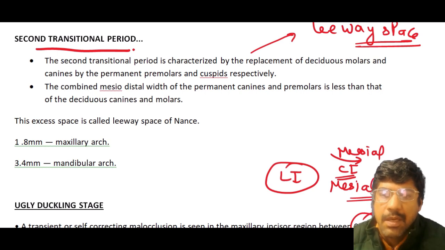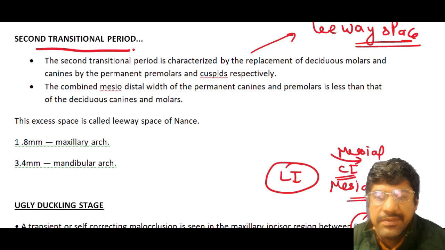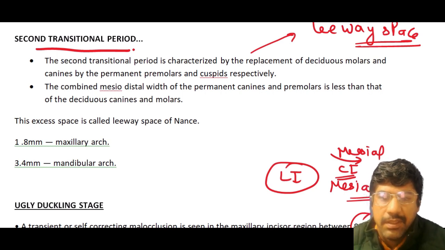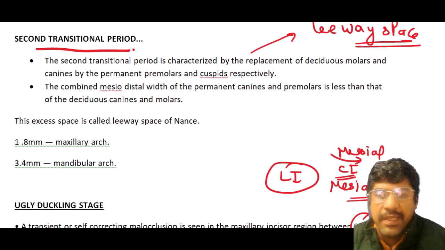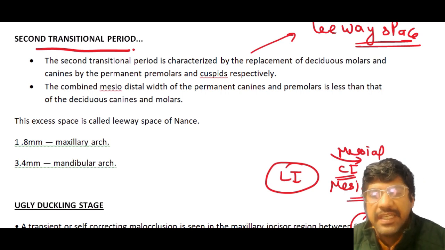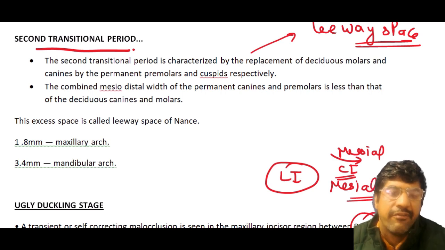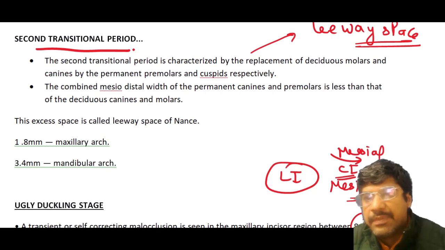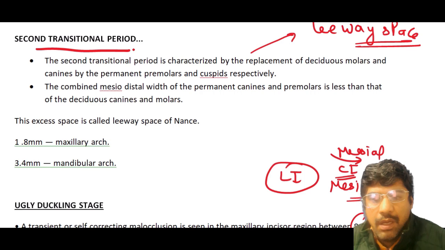canines. The combined mesiodistal width of the permanent canine and premolar is typically less than that of deciduous canine and molar. So this results in excess space that is known as leeway space of Nance. So the leeway space available after the exchange of deciduous molar and canine is utilized for the mesial drift of mandibular molar to establish class 1 molar relation.